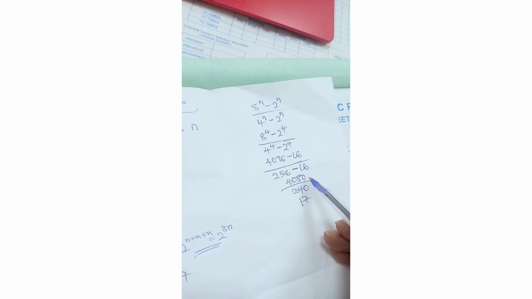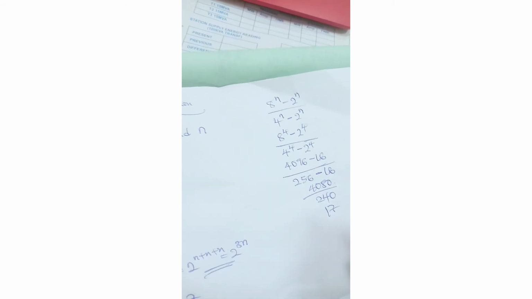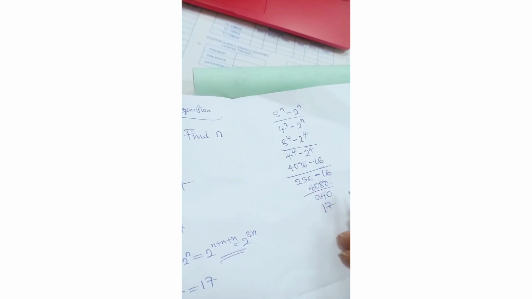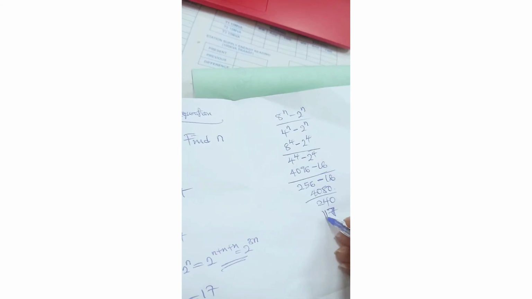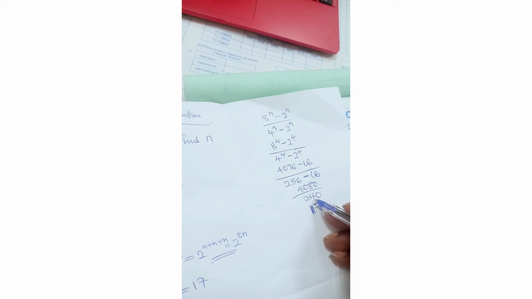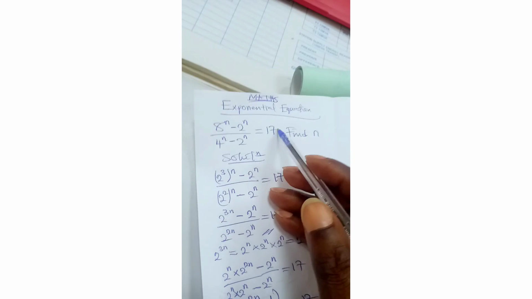When you subtract 16 from 4096, you are going to get 4080. Then over 240. When you subtract 16 from 256, you are going to get 240. Now, when you divide 4080 by 240, you are going to get 17, which confirms our answer here.